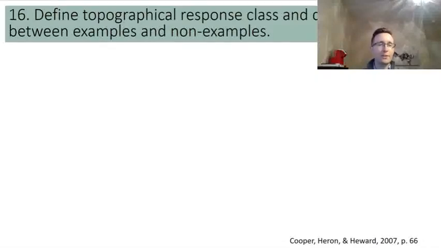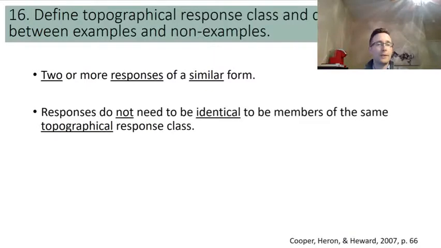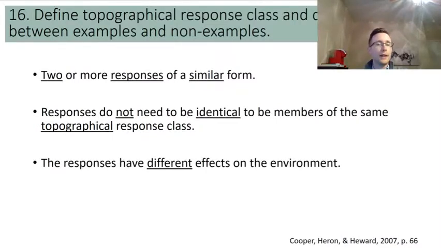Alright, Objective 16, define topographical response class, discriminate between examples and non-examples. So, a topographical response class consists of two or more responses of a similar form. They don't have to be exactly alike. Responses don't need to be identical to be members of the same topographical response class. And the responses have different effects on the environment, but the form remains constant.